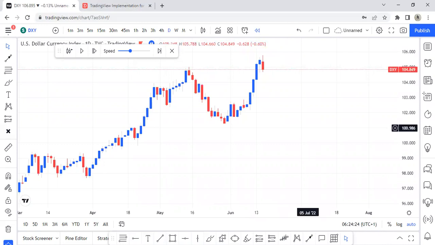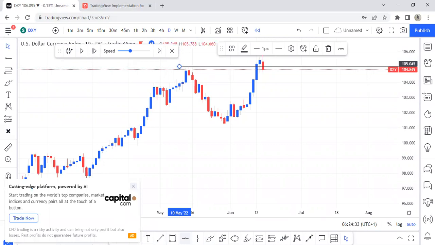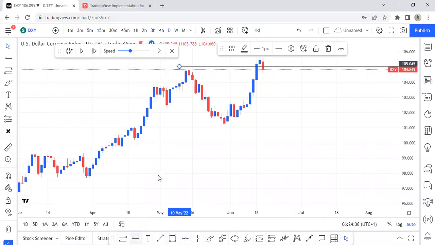Let's look at the structure of this market now. We had external liquidity at this point here. We had liquidity up here, right? We had liquidity around here. We had liquidity at this point here, right?